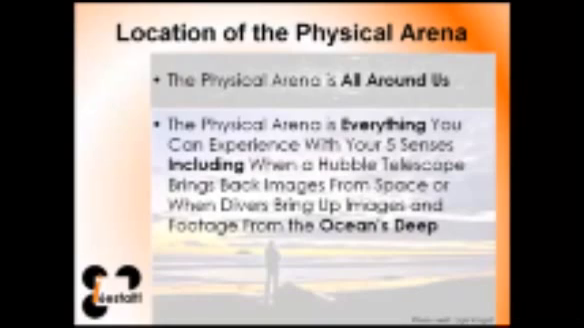Now, the location of this physical arena is pretty obvious. It's all around us. The physical arena is everything you can experience with your five senses, including when a Hubble telescope brings images back from space, or when divers bring up images and footage from the ocean's deep. It's the top to the bottom. It's everything. It's all the heavens and all the earth. It's all the creation. It's all the planets. And it's planets and universal creations that we've yet to discover and see. And it's all around us. That's the location.